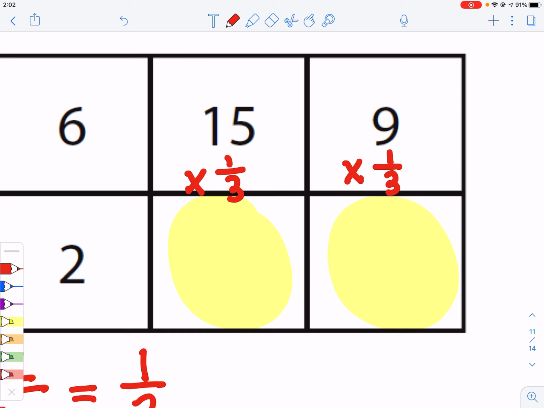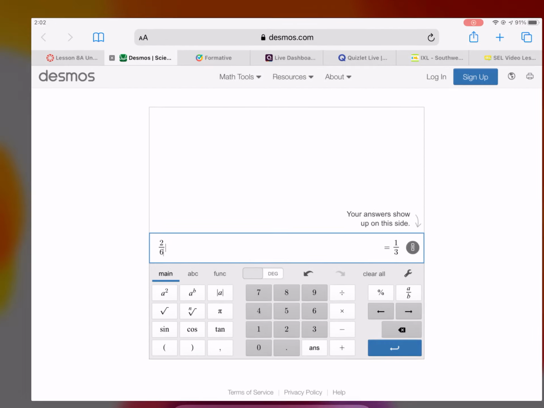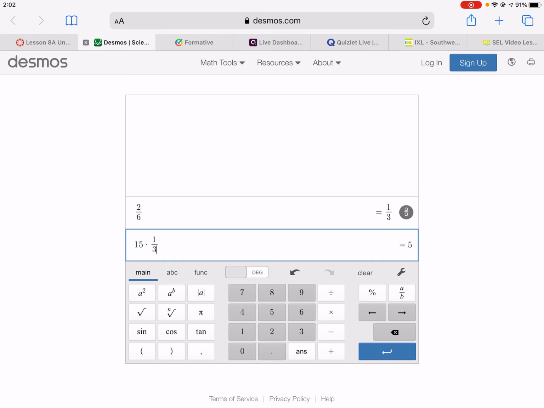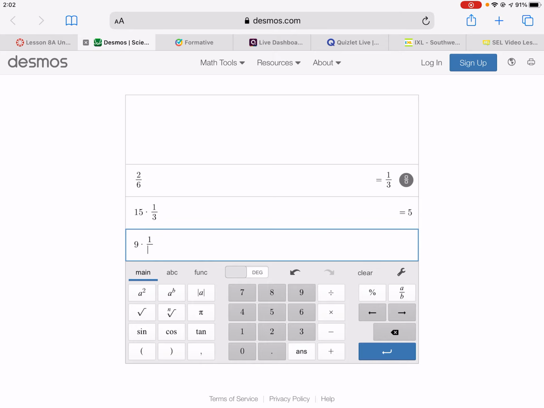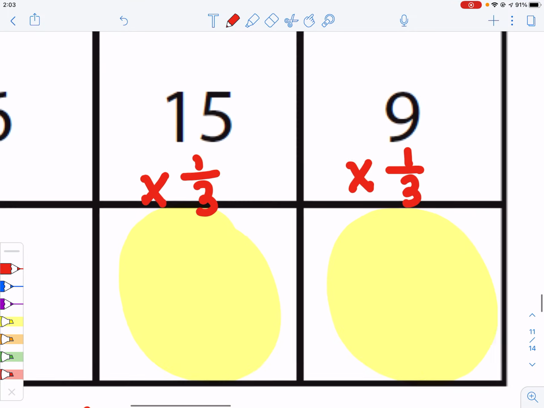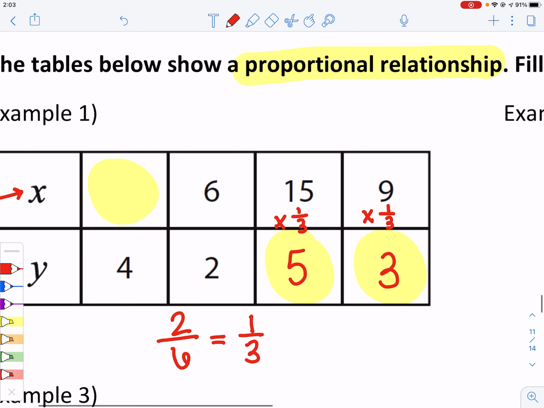Okay, the first missing value is going to take a minute to do, but these ones, I can take 15 times 1/3 and then 9 times 1/3 to get those answers. So 15 times 1/3 gives me that, and then 9 times 1/3 gives me that. So I got a 5 and I got a 3. Okay, so this missing value is 5. This one's got to be 3.